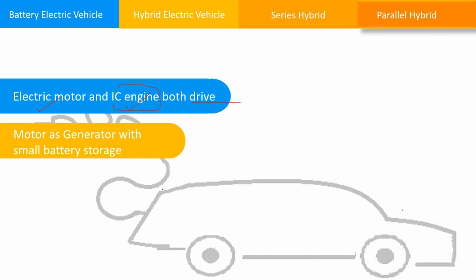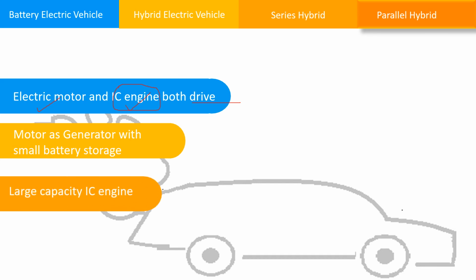So if the IC engine is working, the motor acts as a generator, and it is required to have a large capacity IC engine. So if my battery backup dies or anything happens on the road, I can switch on the IC engine and continue my journey. That is the whole concept behind the parallel hybrid vehicle.